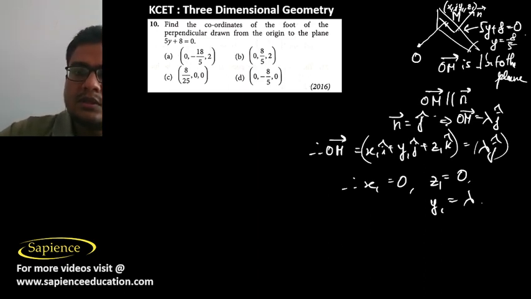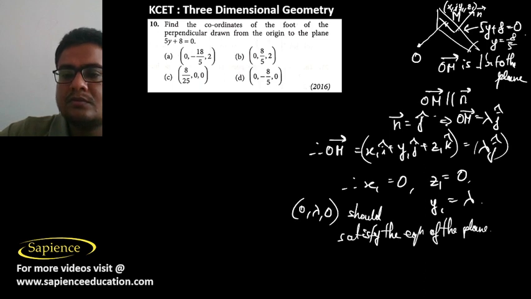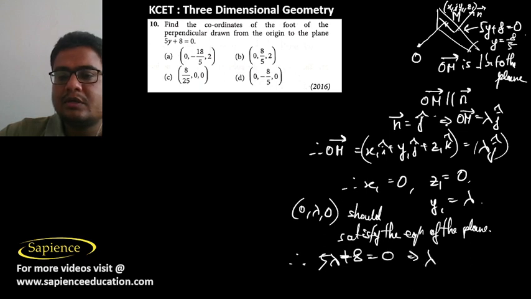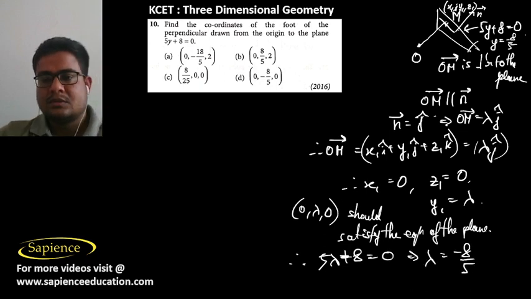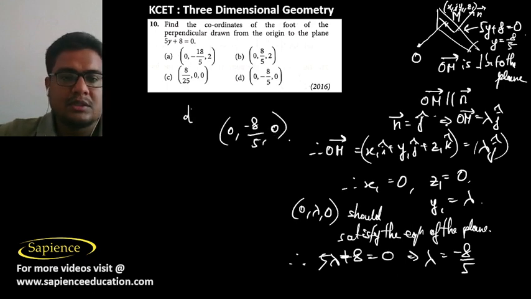If we put these values here, then 0 comma lambda comma 0 should lie on the plane, so it should satisfy the equation of the plane also. Therefore we can say that 5 lambda plus 8, that is equal to 0, so lambda should be equal to minus 8 by 5. So therefore the required coordinates of the foot of the perpendicular drawn from the origin to this given plane will be 0 comma minus 8 by 5 comma 0. Option D is the correct answer.